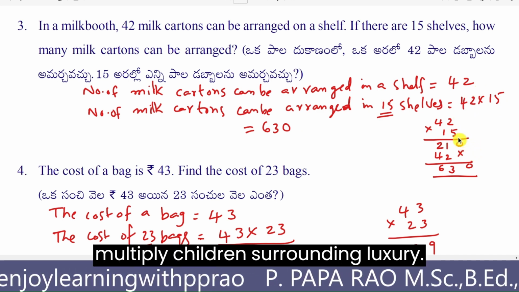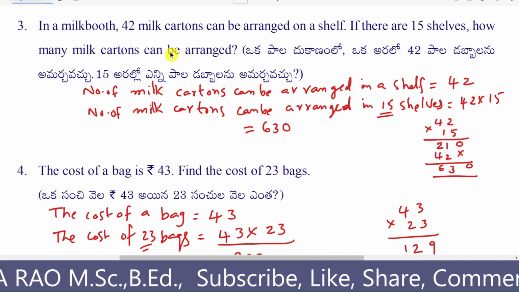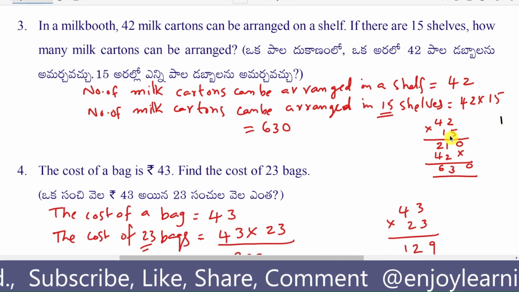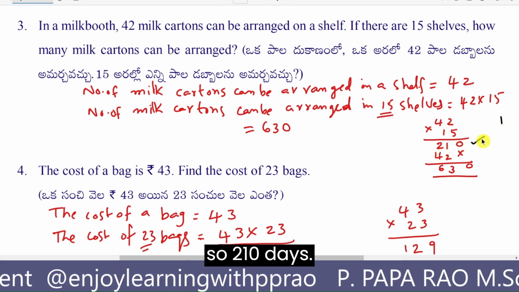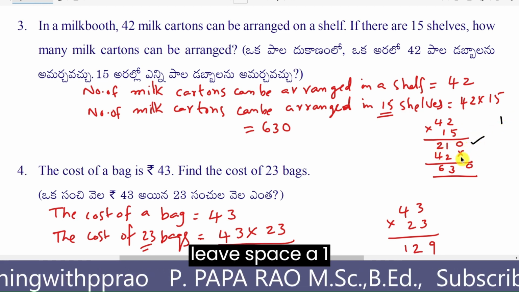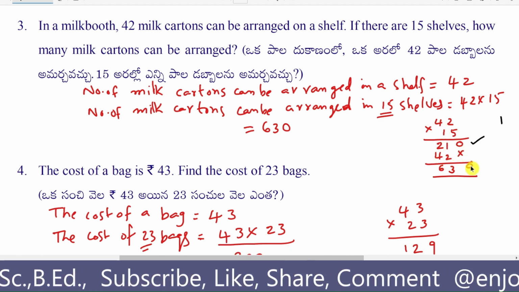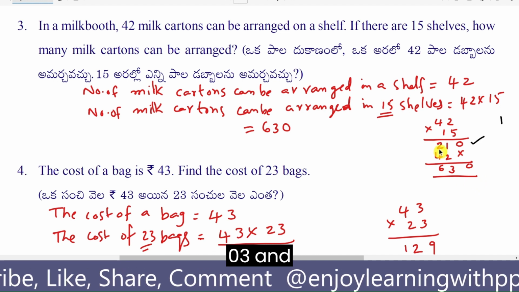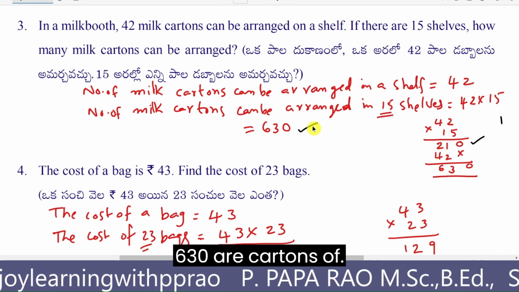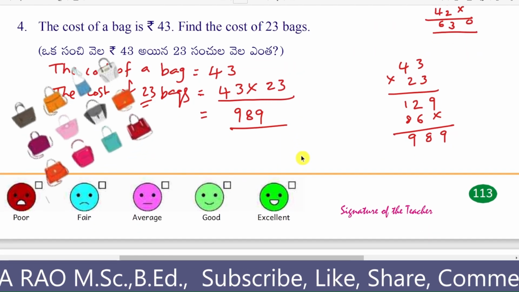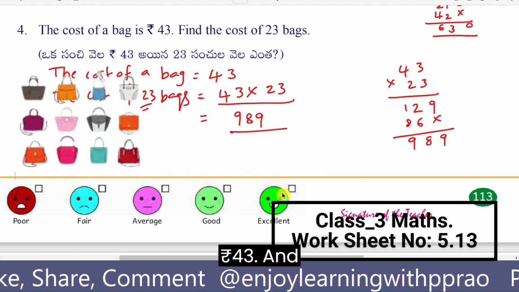Look here, 5 2s are 10. 1 is carried. 5 4s are 20 and 1. So 210 we put here as the value. 1 2s are 2, 1 4s are 4. 0, 3, and 2 plus 4 is 6. So 630 cartons.